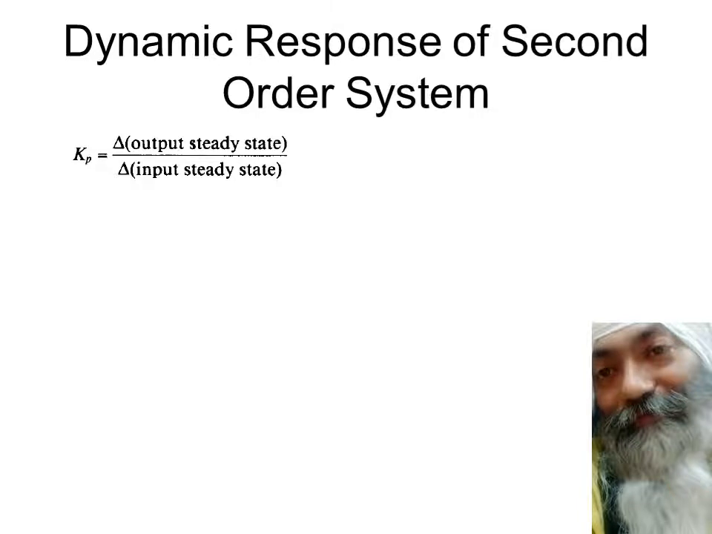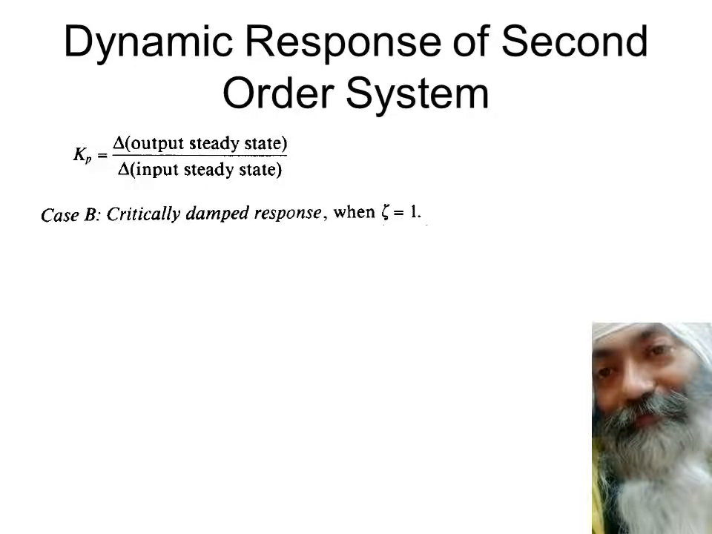As such, we have already been defining Kp as the static gain. It's the ultimate change in the output when it actually settles down at steady state, divided by the change in the input which we gave as a stimulus. So this is called Kp. It is just the same as it was in the case of the first order response.